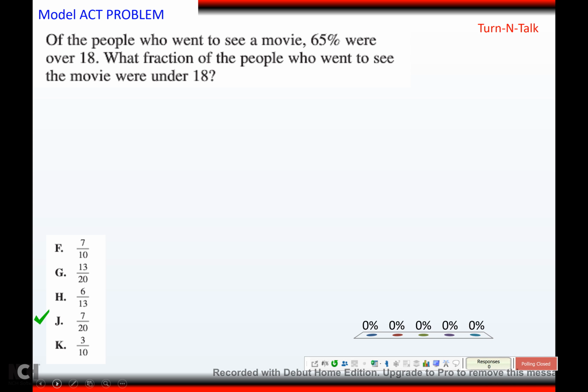Alright, so we have 65% over 18. What fraction of the people who went to see the movie were under 18? Well, you got to be careful there. If 65% were over 18, you take 100, subtract 65, which is 35%, and then they want that as a fraction. So as a decimal it is 0.35, which is 35 over 100. And you can do 0.35, Math, Enter, and that gives you 7 over 20.